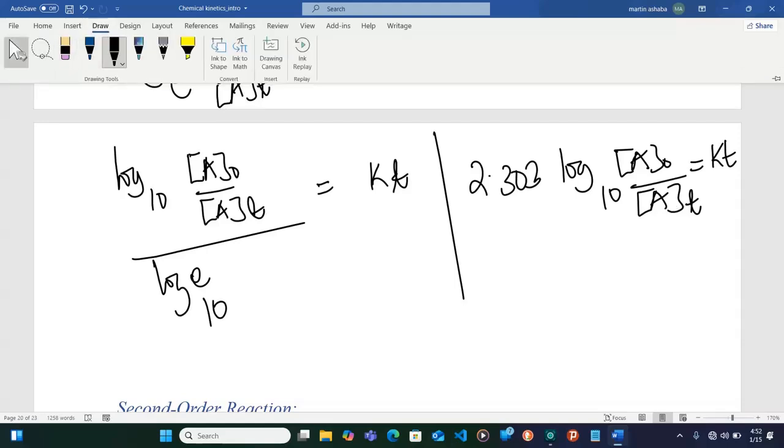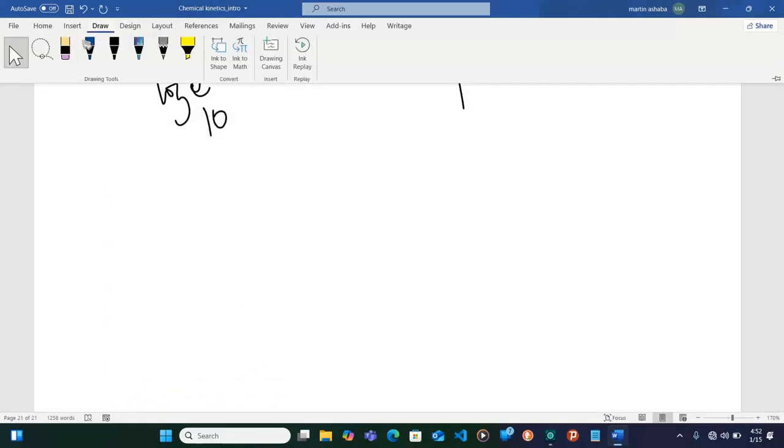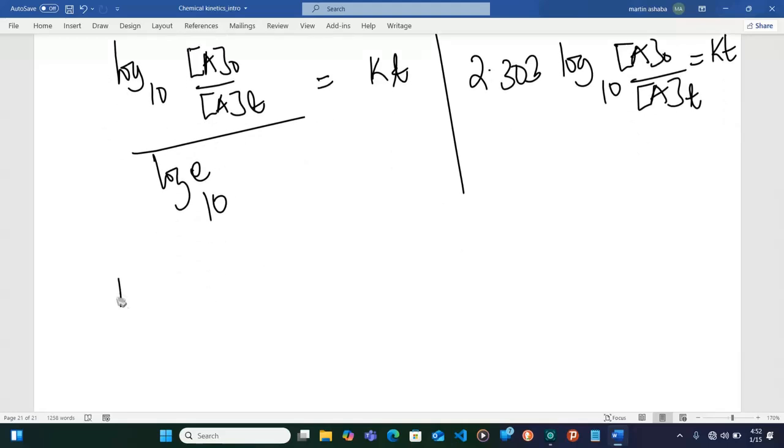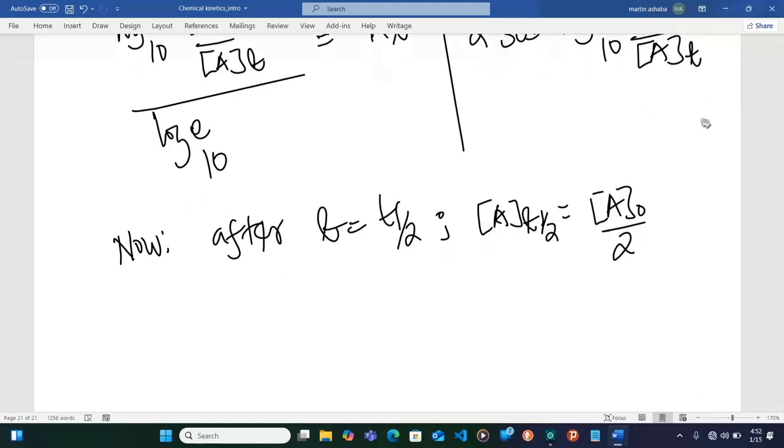So ladies and gentlemen, what we are going to do now is the half-life for first order. So what is the half-life here? We are going to modify our equation and say that after t is equal to t a half, then the concentration will always equal the initial concentration divided by 2. So I'm going to substitute in this equation, and this is what I'm going to have.